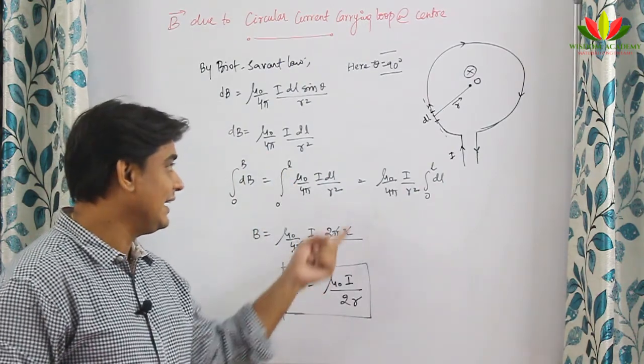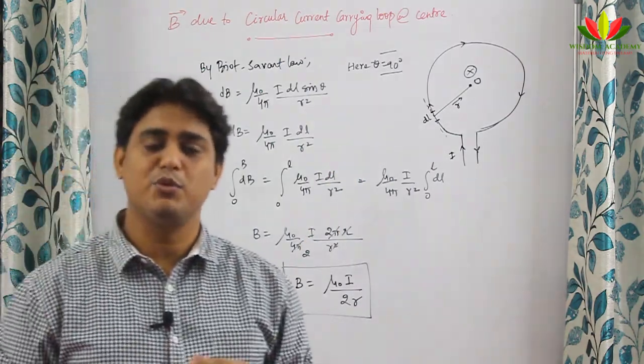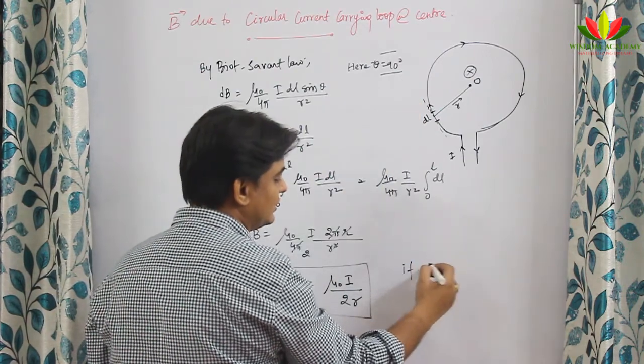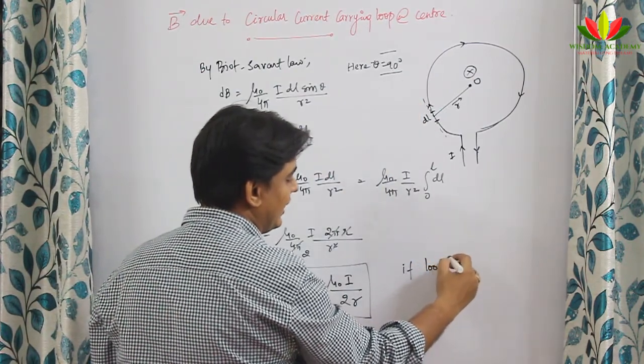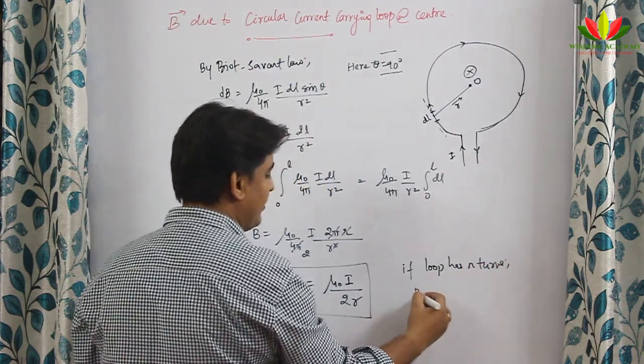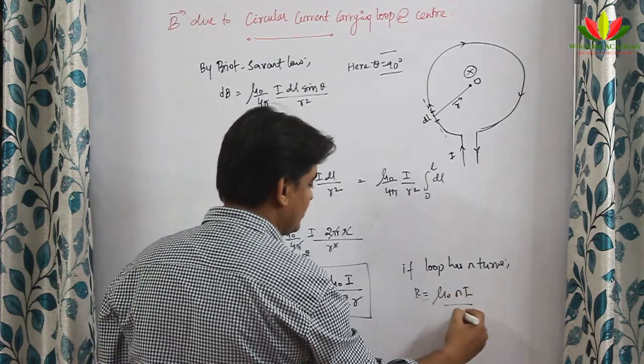So the magnetic field at the center of a circular current carrying loop is mu naught I by 2r. And if the loop has n turns, then the value of the magnetic field becomes mu naught N I by 2r.